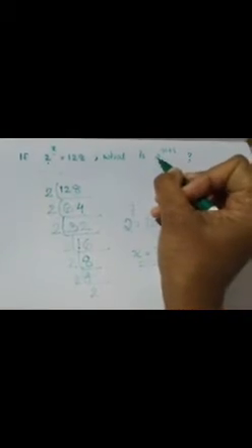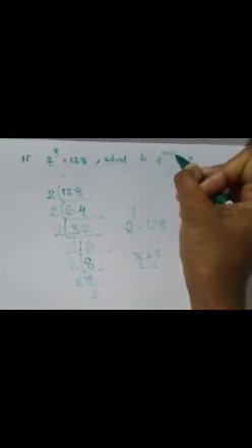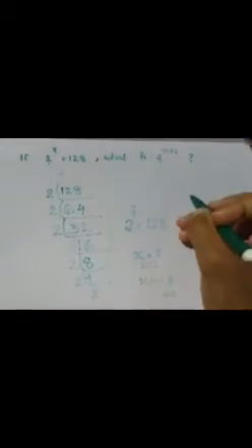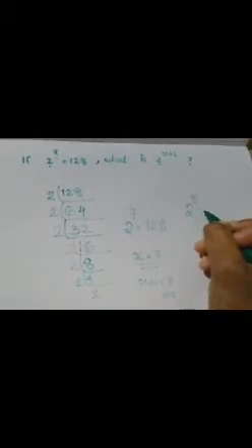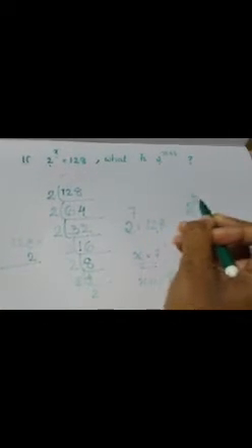Then we want to find out 2 raised to x plus 1. X is 7, so x plus 1 is 8. 7 plus 1 is 8. Here we need to find out 2 raised to 8. What is the value of 2 raised to 8? We know that 2 raised to 7 is 128. Multiply 128 with 2 in order to get 2 raised to 8.